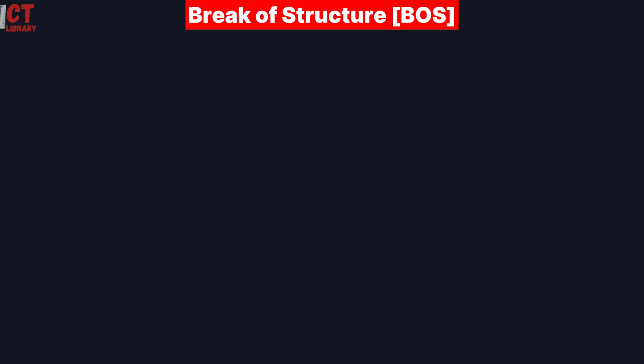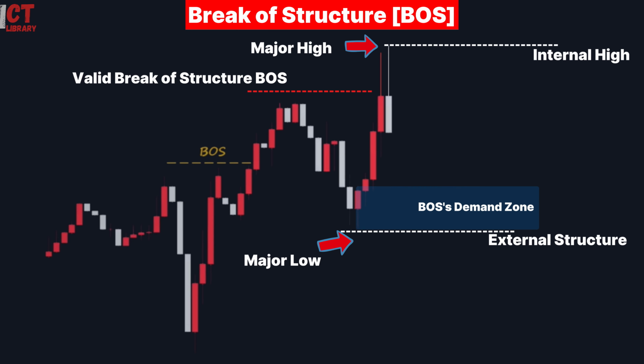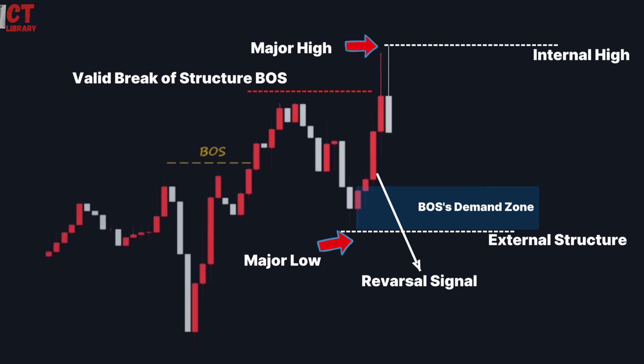Now consider another scenario. If price breaks the high with a wick, but the next candle exceeds that wick and closes above, we can classify this as a valid bullish BOS. This creates a new major high and major low, defining a new range. As long as price remains above this new major low, the bullish bias remains intact. Only when price breaks below this level can we consider a valid reversal.